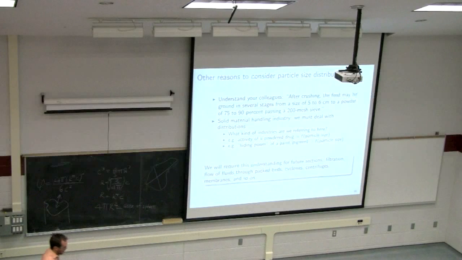Once you leave the university, or you may even have experienced this in a co-op term, you're going to hear terms and phrases as follows. Let's say you're dealing in the mining industry. After crushing your ore, the feed can be ground in several stages, and you go from 5 to 6 centimeters that comes out of the ground from the mine down to a powder form, and someone might say to you, 70 to 90% passes a 200 mesh sieve. What do they mean by that phrase? Someone in the pharmaceutical industry says, we need that powder to be 90% passing a 425 mesh sieve. What does that expression mean?